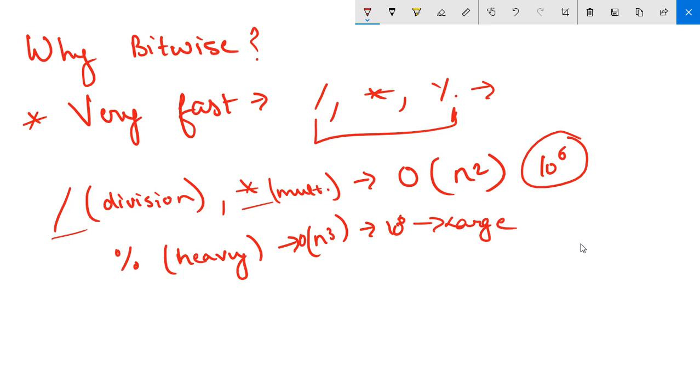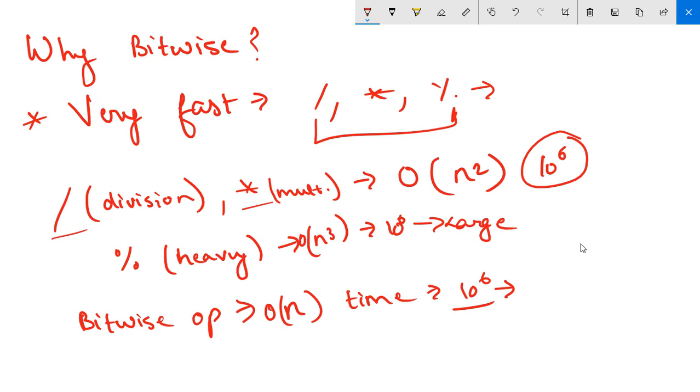So the specialty of the bitwise operators is that they take a time of order of n. So for a 10 raised to power 6 constraint, we can get this thing done in O of 10 raised to power 6. So we can get things done very quickly in competitive programming.